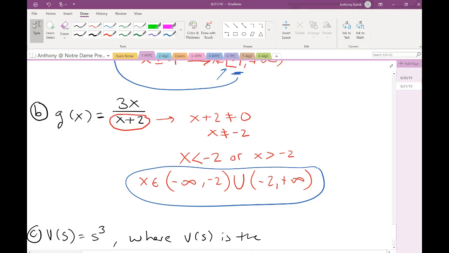Let's think about it this way. If I look at the domain, it's almost all real numbers, right? It's just everything except for this specific x value. Everybody agree with that? So I'm going to assume the range is also potentially very close to all real numbers. Let me put it that way. Everybody okay with that reasoning?